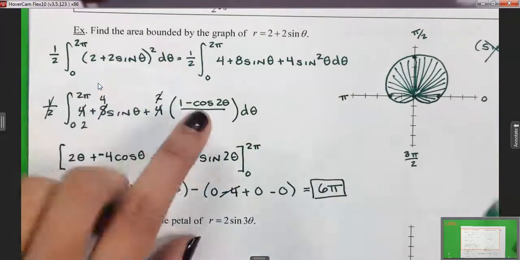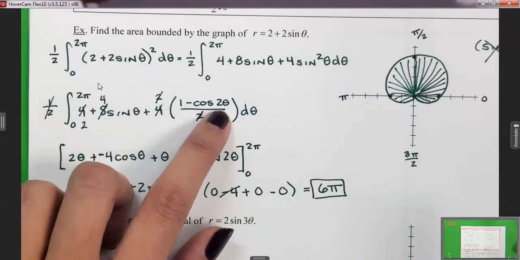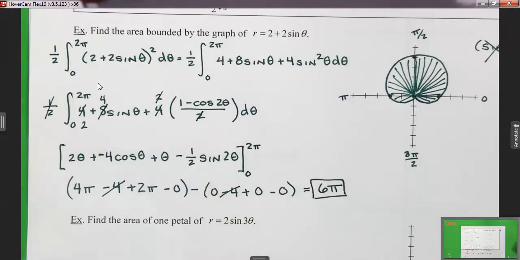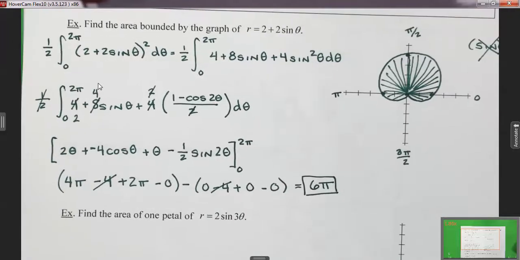So if you have cosine of 6 theta, then it would be 1/6 cosine 6 theta, right? Or if you have cosine of 4 theta, 1/4 cosine 4 theta. The pattern will be easier once you do a few more. Okay, any other questions?